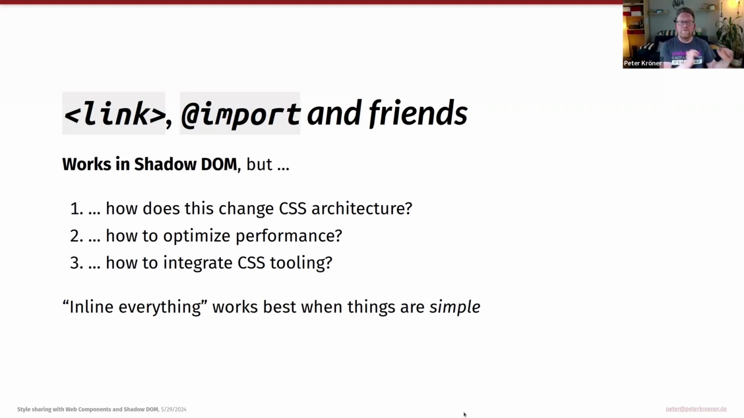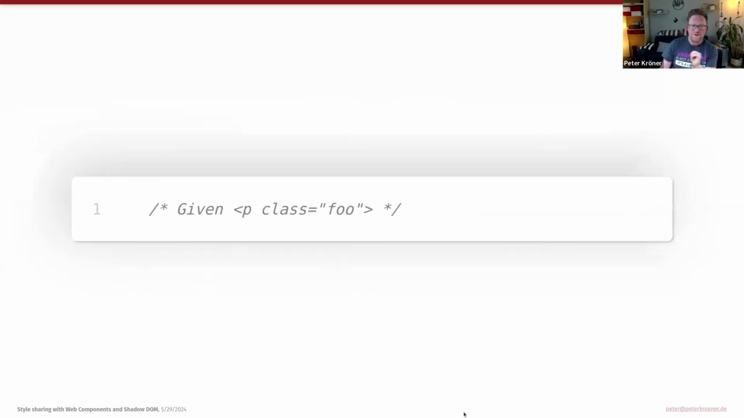Inlining everything works best when things are simple, when questions like this don't pop up or aren't really that important because you don't have that many modules, and your tooling setup isn't this complicated. But if it gets more complicated, then you need to start thinking about this. Okay, let's go through it all. First of all, how does this change your CSS architecture? I think CSS layers are what you want to use.